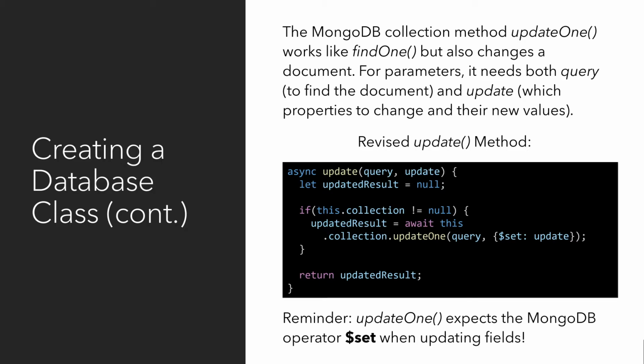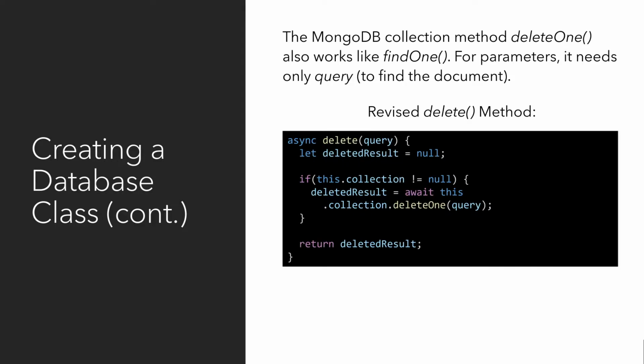As will perhaps not come as a surprise, moving from create, read, update, and then finally delete, the delete pattern is very similar to the previous patterns used. The MongoDB collection method delete1 also works like find1, but for parameters, it needs only the query, similar to find1. So notice that the pattern for delete in this case, the revised delete method of the database class, looks very, very similar to the find1 pattern. And in fact, the pattern across all of these documents looks very, very similar.